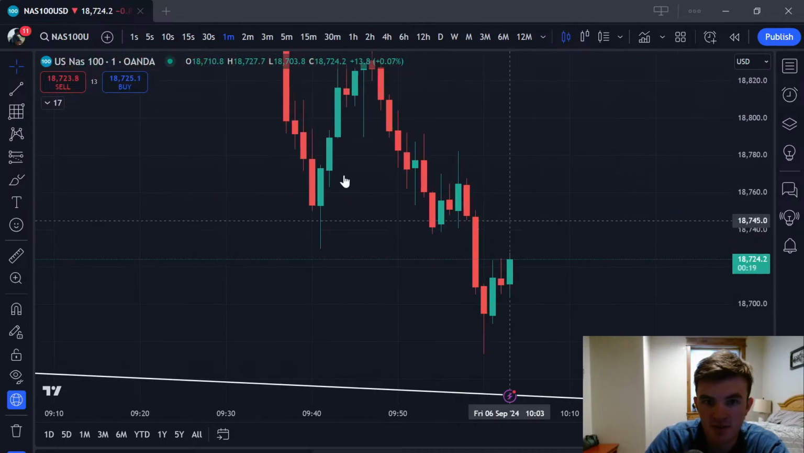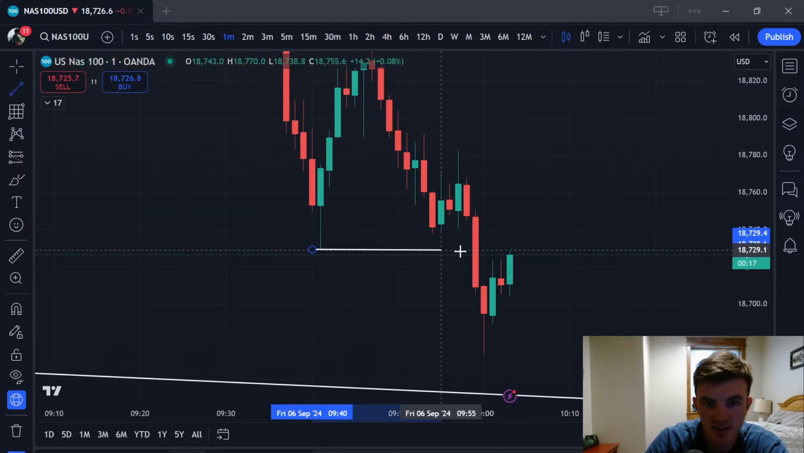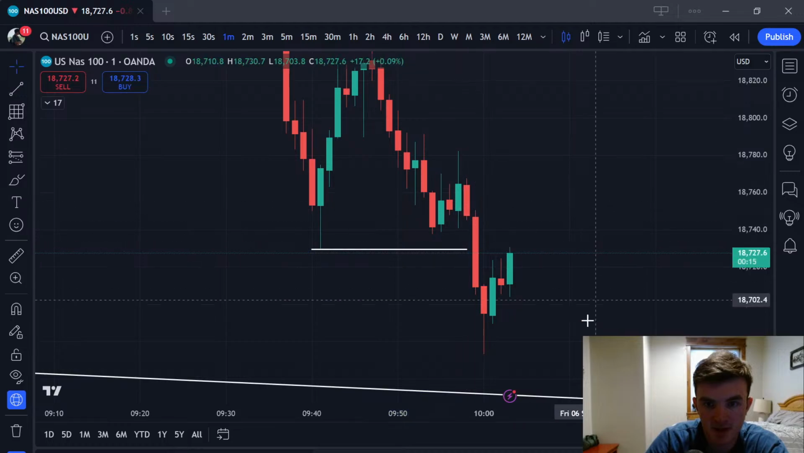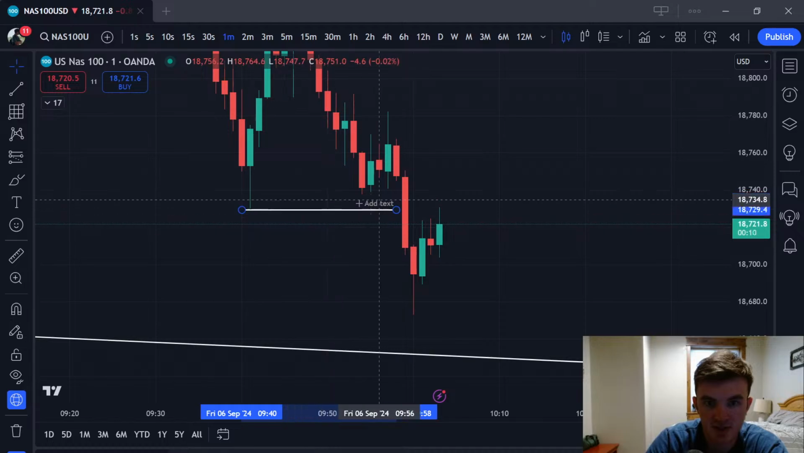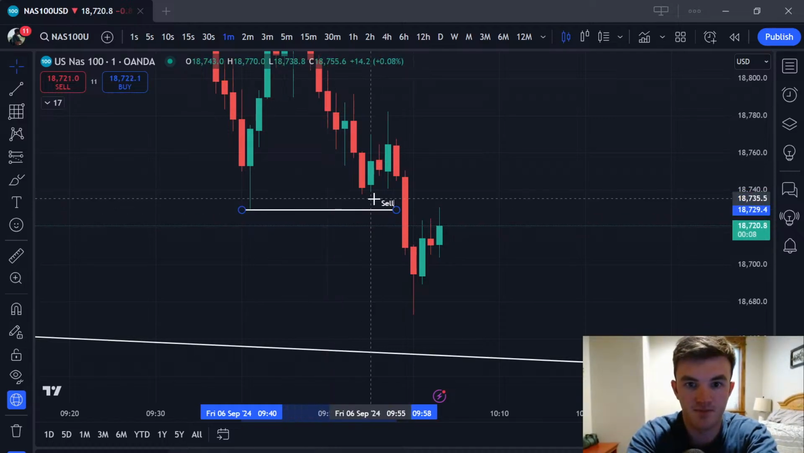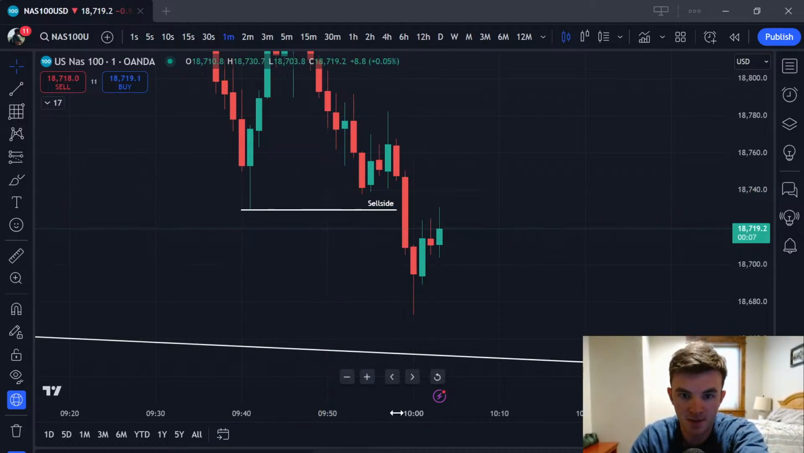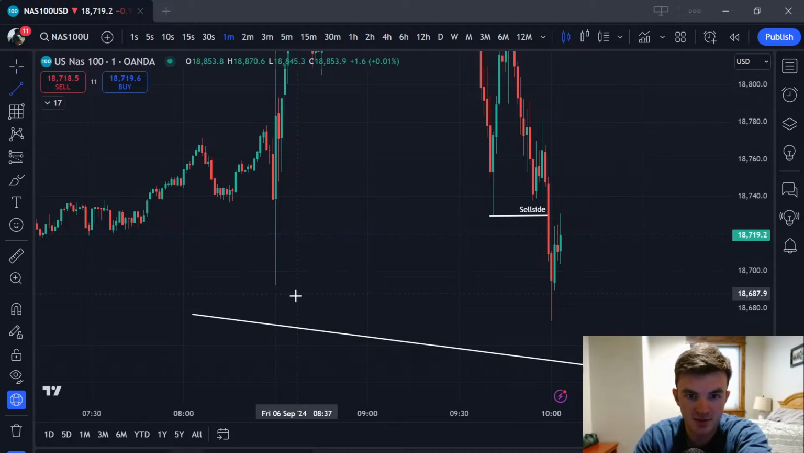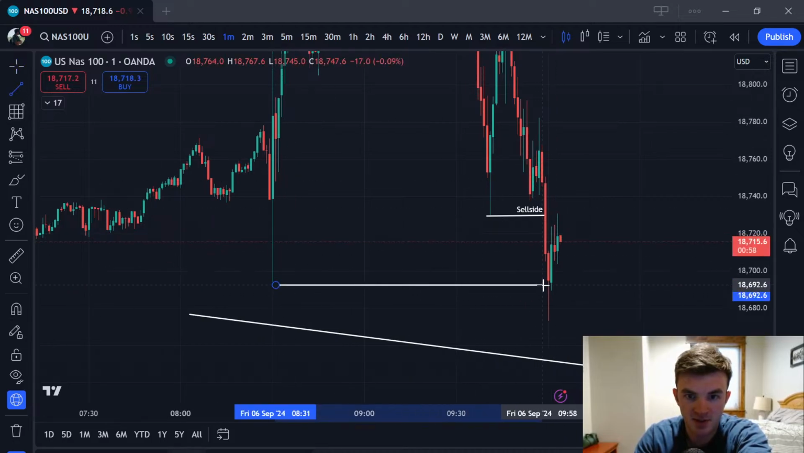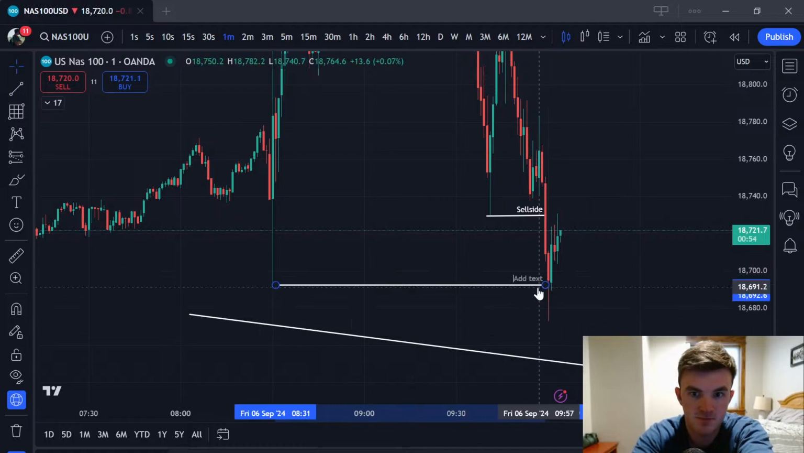So this, we just took sell side, right? So there's a giant SMT, we just took sell side. This is looking good. So we took internal liquidity, and we were taking external liquidity, and we have SMT with this low. Sell side.